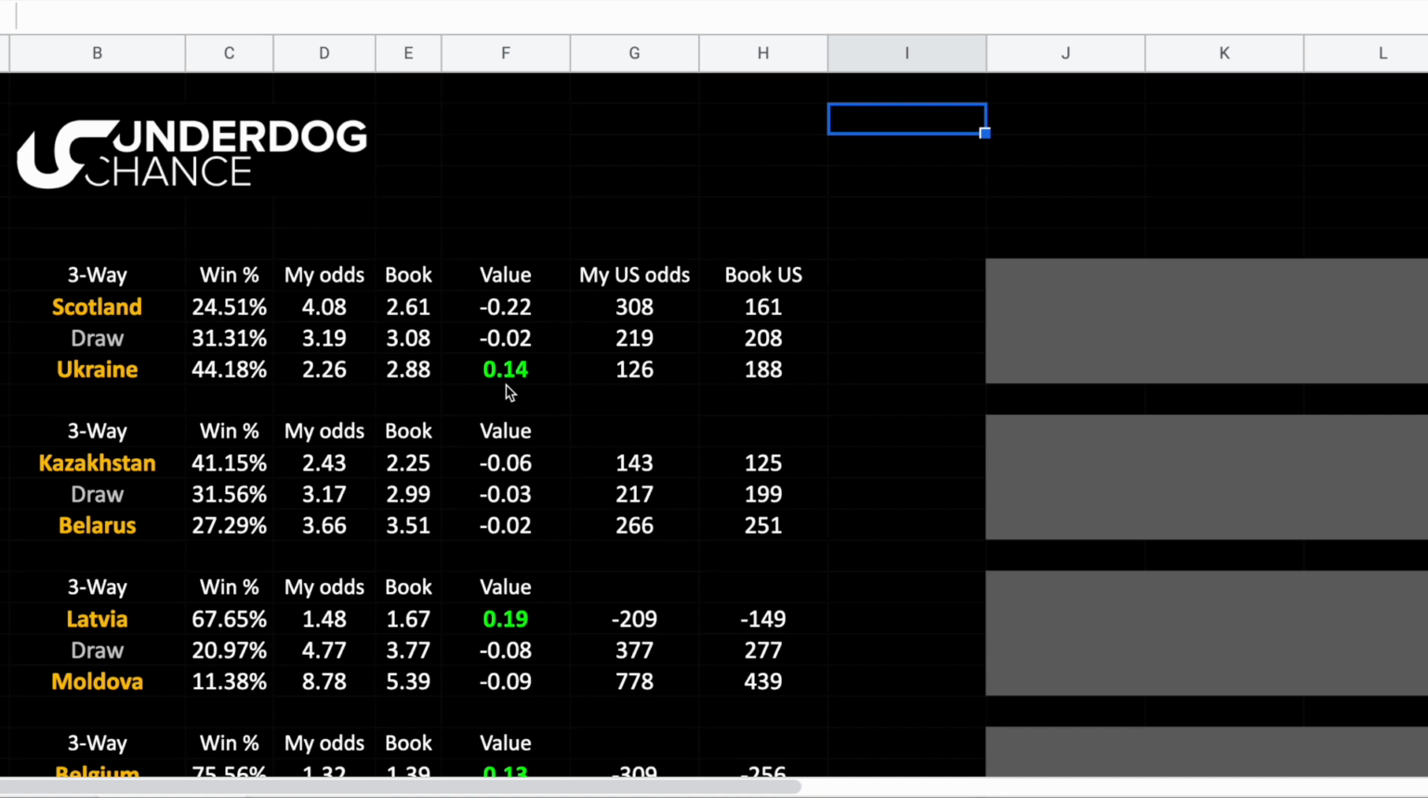If I need to pick anything in this game, I would go with Ukraine plus 0.5, which means that they should not lose the game, and you can get them at around 1.55. The second game, Kazakhstan against Belarus, has no value. As you see, we have negative numbers, which means that our projected odds are basically the same as the bookmakers' odds, so I would stay away from this completely.